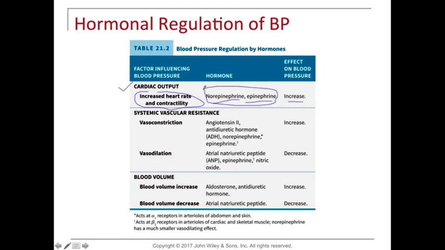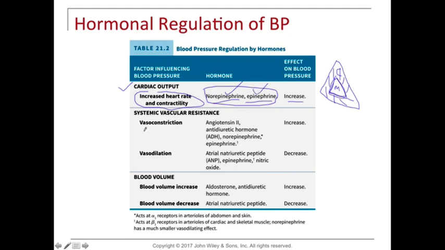Think back to endocrine. Remember, there was a structure histologically that looked like this, and it had a cortex, and then it had a medulla. So the adrenal cortex and the adrenal medulla. Right, so in here in the adrenal medulla is where the catecholamines are produced, like norepinephrine or noradrenaline and adrenaline.